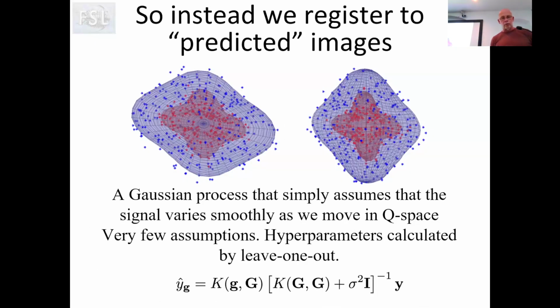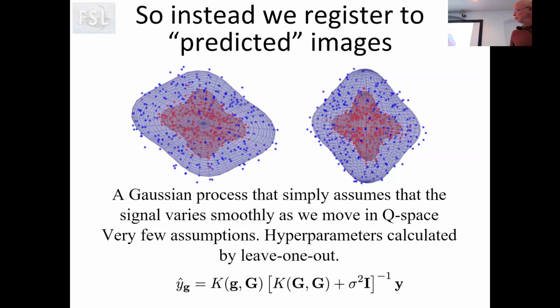So what I decided, or what I suggested we do instead, is register predicted images. What you have here is simply data from one single voxel. The signal for a given volume is defined by the diffusion gradient direction, from the origin out to that point. The distance from the origin is the strength of the signal in that voxel for that diffusion gradient. So you can see that we have sampled the whole sphere of different diffusion gradients, all of these different points.